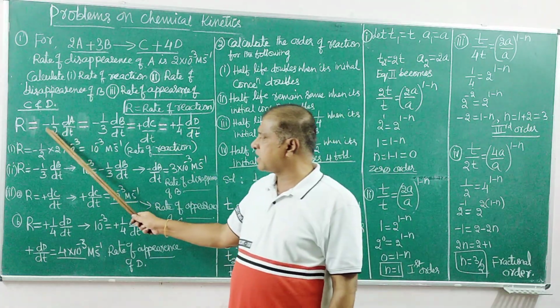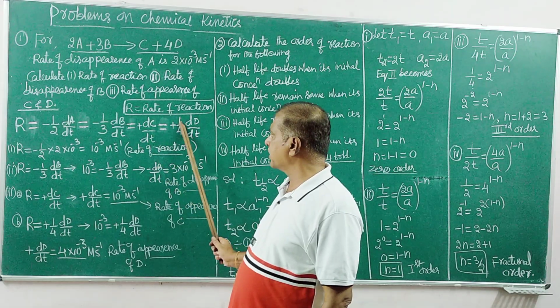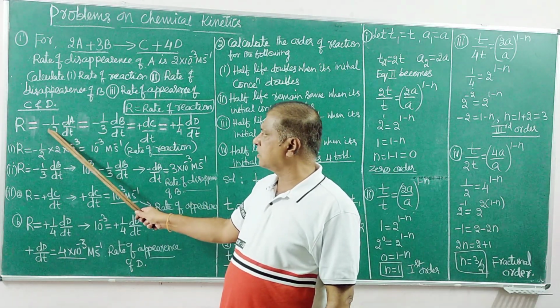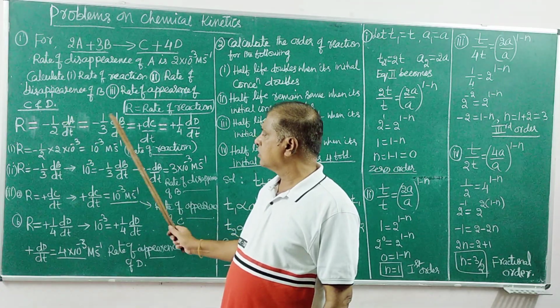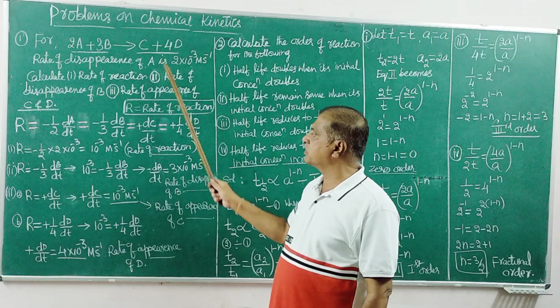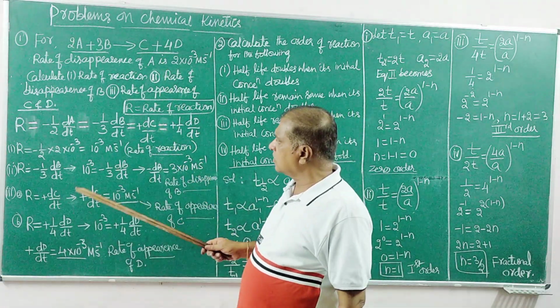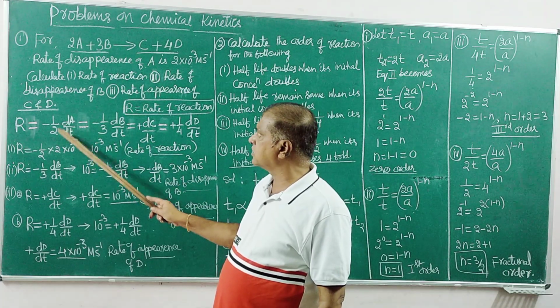As you know, minus stands for reactants, plus for the products. Minus stands for decrease in concentration of the reactant with time. Plus stands for increase in concentration of product with time. And these coefficients will take the form like this.